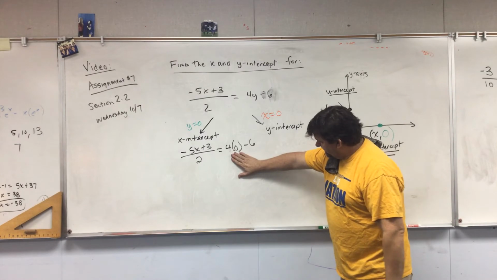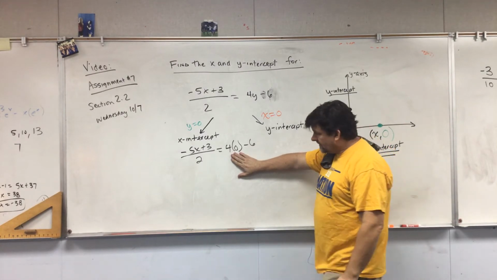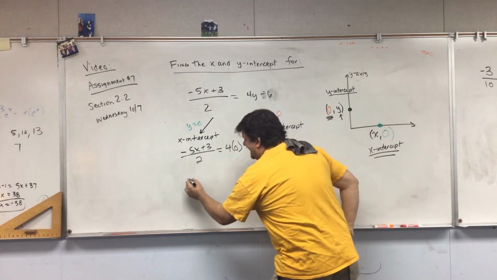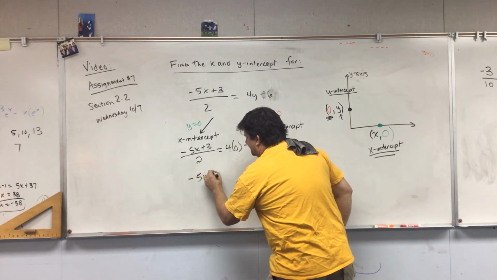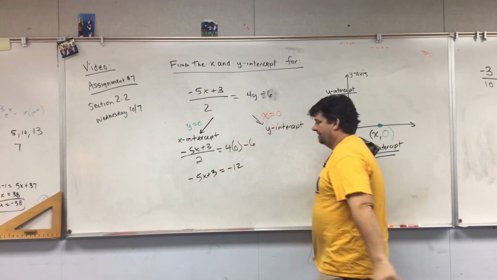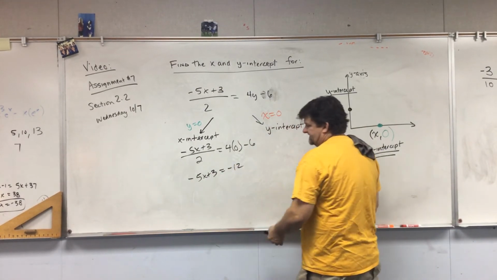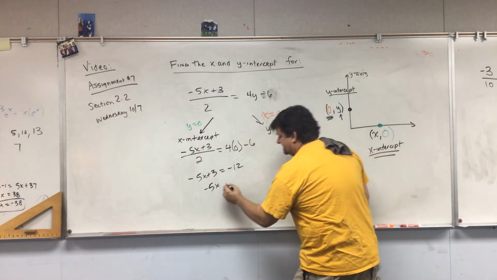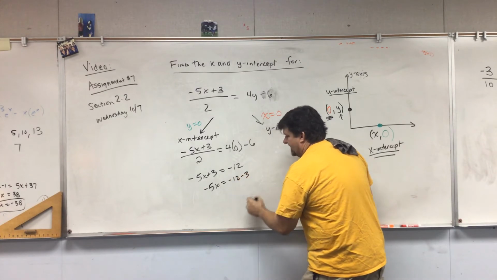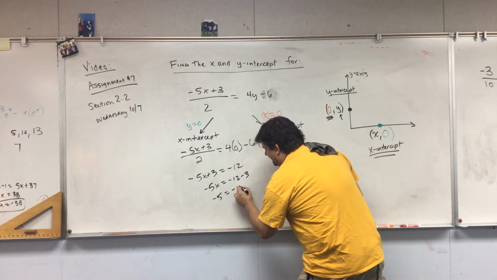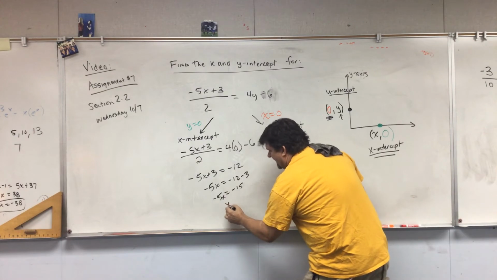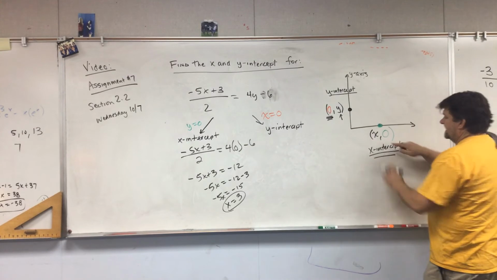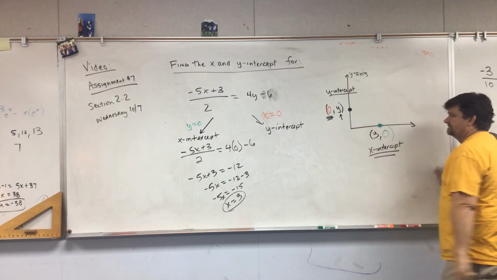So this is going to disappear because it's 0. I'm going to multiply both sides by 2 to get rid of the fraction. So I get negative 5x plus 3 equals negative 12. And then I'm going to move my numbers around so we get negative 5x. I'm going to subtract the 3 from this side. Negative 12 minus 3. Negative 5x equals negative 15. X equals 3. So my x-intercept is at 3 and 0.